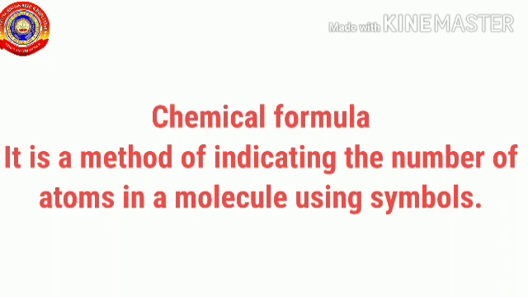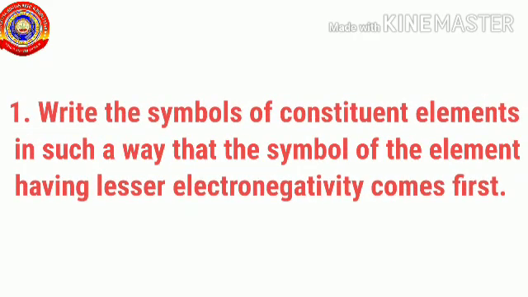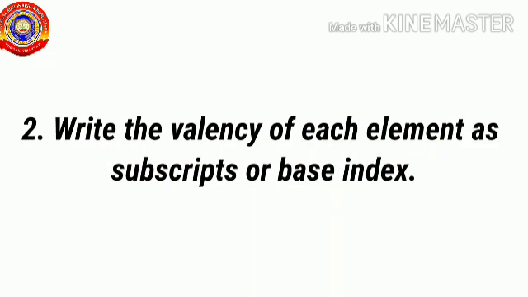It can be done in two ways, and certain rules are followed to write the chemical formula of a compound. The first one is to write the symbol of constituent elements in such a way that the symbol of the element having lesser electronegativity comes first. Second one, write the valency of each element as subscripts or base index.